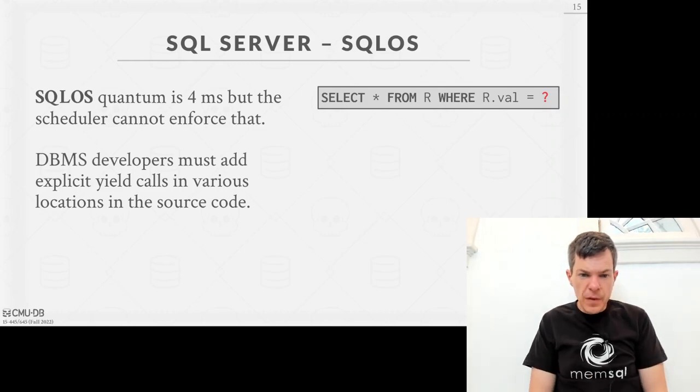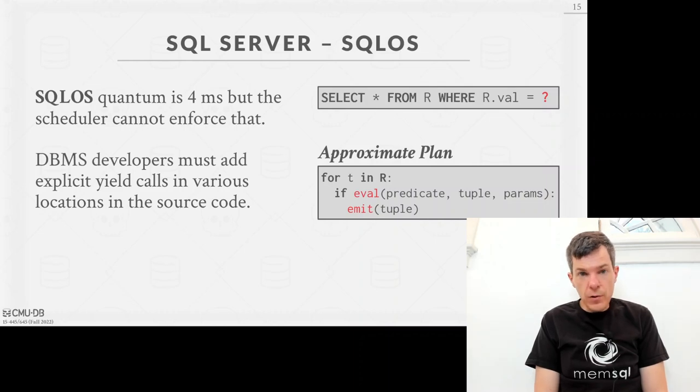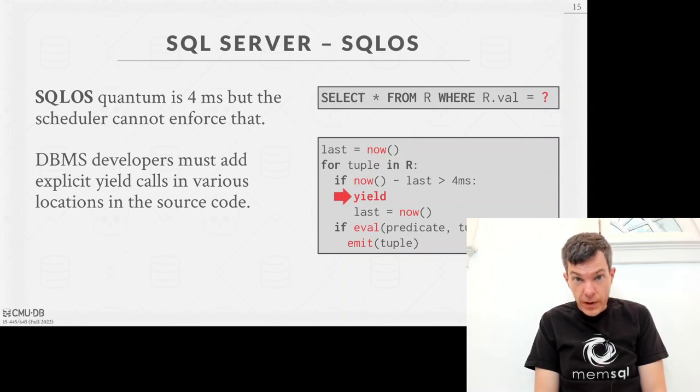So let's say we have a SQL query like this: select star from R where R.val equals some input parameter. As we saw last class, if you're doing an iterator model, the query plan is going to look something like this. For every tuple in R, evaluate the predicate. If it evaluates to true, then emit it. To do non-preemptive threading, they add explicit yield calls in the source code like this. Literally, you have to write it in the source code. It's not some compiler magic.